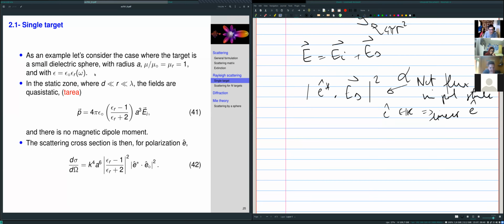If we consider the case where the target is a small dielectric sphere, without a permeability, sorry, mu is 1, but with an electric permittivity, then the calculation in the static zone gives you the induced electric field.